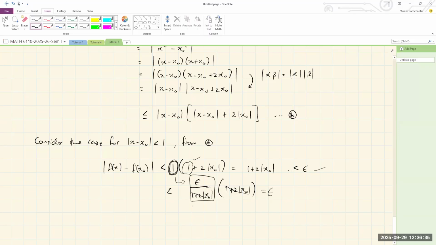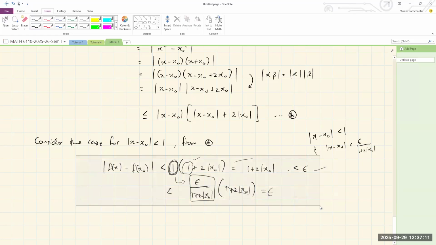Okay, so let me erase all this and I'll rewrite it. Let me put to the side that I essentially want two things to happen. I want modulus of x minus x0 to be less than 1, and I also want it to be less than this thing, epsilon over 1 plus 2 modulus of x0. Because when both of these conditions hold, I get everything canceling out and I get epsilon.